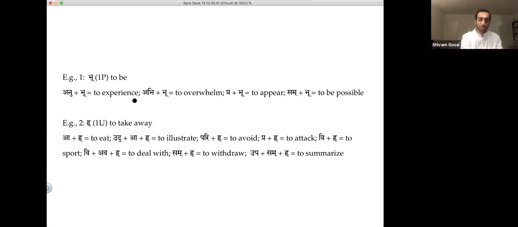So we know bhu means to be, right? Bhavati means he is, right? But when I add this pradi or upasarga, anu, anubhu, then the meaning changes to experience. So if I say anubhavati, he, she, it experiences. Even though the dhatu is the same as bhu, meaning to be. So that prefix can change the meaning of the dhatu.